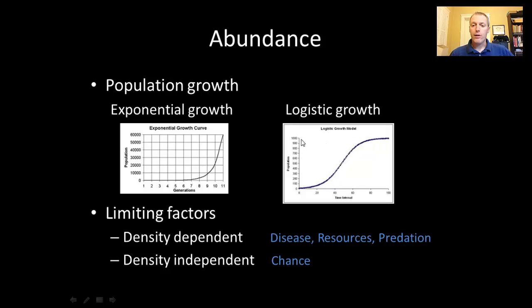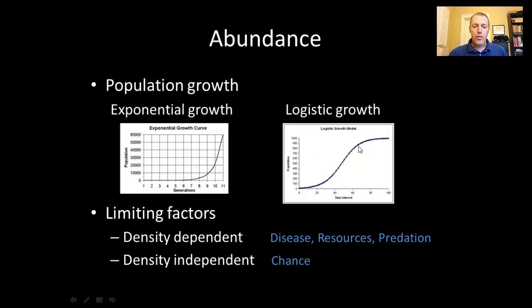And this then, on a logistic growth graph, would represent what's called the carrying capacity. Logistic growth is going to settle out at the carrying capacity, which is the number of organisms that a certain area can hold. So once the population reaches that number, then it's going to steady out and remain stable.